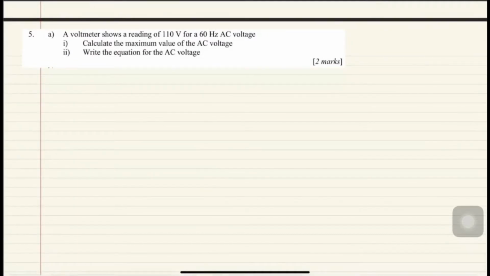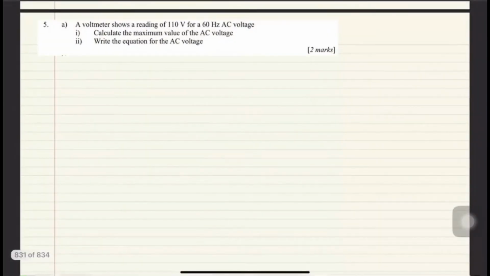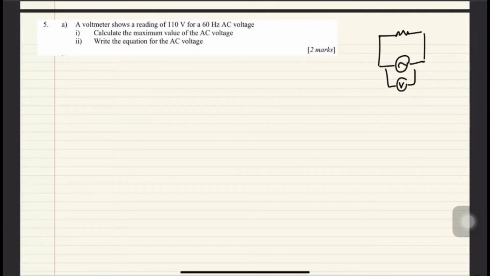For the next question, question number 5A, dia kata voltmeter shows a reading of 110 volts for a 60 Hz AC voltage. So this one is an alternating current question. So kamu boleh bayangkan lah kamu ada, maybe ada whatever that is. So dia kata voltmeter reading is basically 110. Okay, voltmeter reading tu kalau dia kata voltmeter tu across any apa kan. So basically itu adalah voltmeter across the power supply lah. Okay, so that one would be 110 tu would be VRMS. Yang dibaca oleh voltmeter tu adalah VRMS. Frequency is equals to 60 Hz.